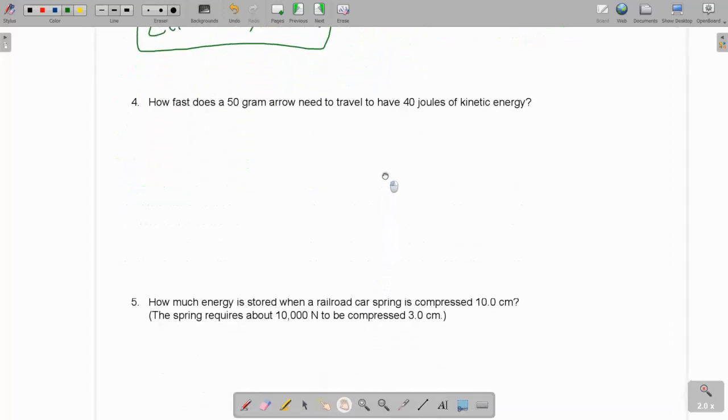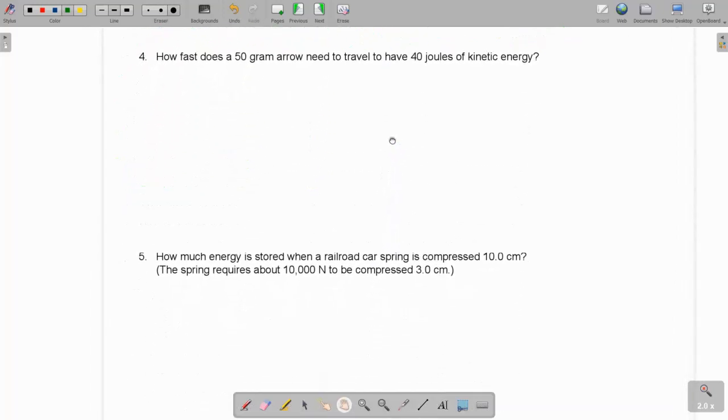Now let's do one that's about kinetic energy. So it says, how fast does a 50-gram arrow need to travel to have 40 joules of kinetic energy? Okay, so this one's a little bit different. It's actually given us the energy involved in the problem, and we are going to figure out how fast this object is traveling. Okay, so the first thing here is we need to convert 50 grams to kilograms.